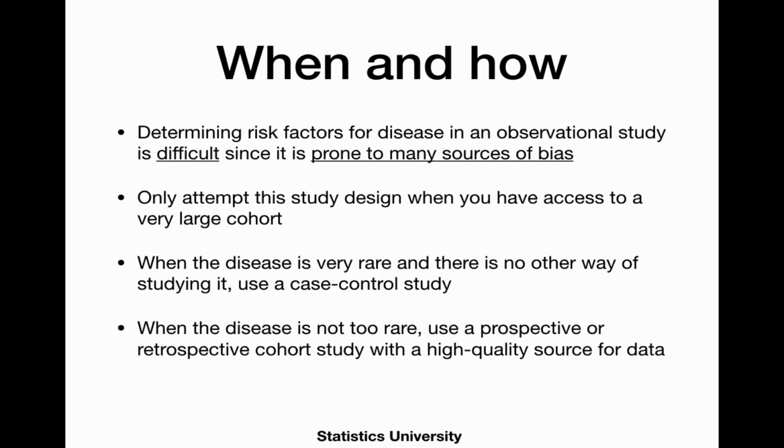But if the disease is not too rare, it's better to use a prospective cohort study, or if that's really not feasible, a retrospective cohort study with a high quality source for the data. And you should follow the STROBE statement.